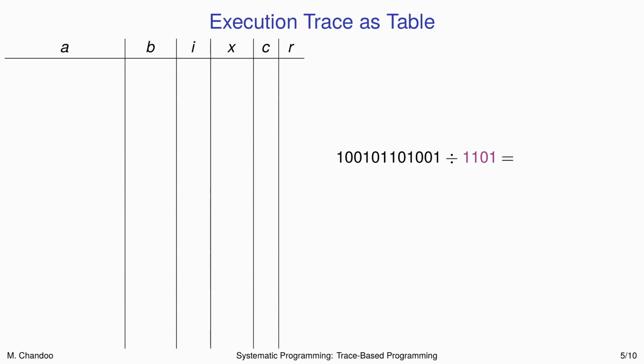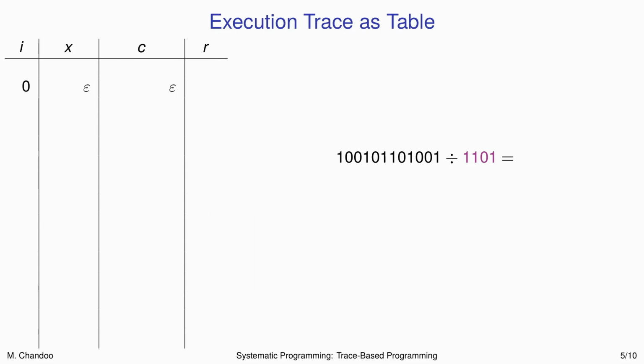The next step is to write down the previous execution as a table. Each row contains the values of the variables after one execution step. The first row contains the input. Then the algorithm initializes I with 0 and the remainder x and quotient c with the empty string. Since the values of a and b do not change, we hide these columns to save some space.